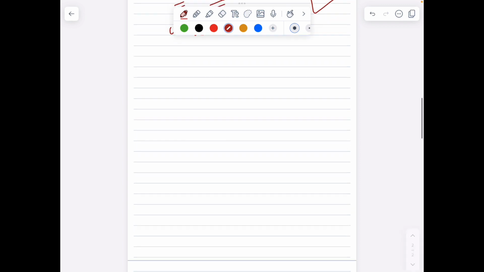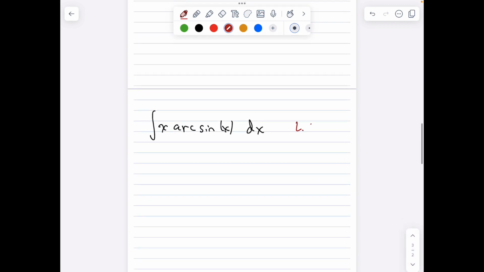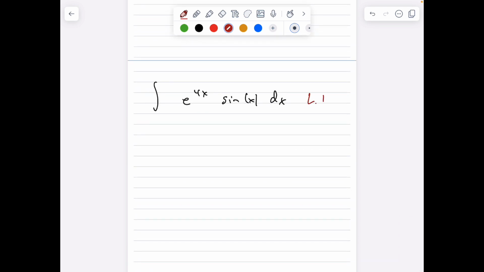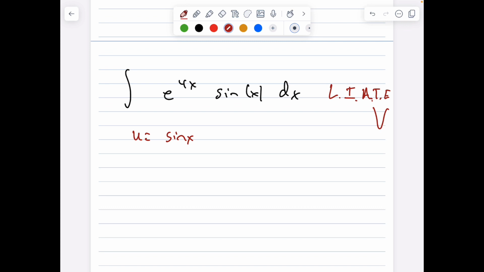Let's do another example. I have an algebraic function and I have an inverse trig function. Because inverse trig comes before the algebraic, I'm going to let u be arcsine of x, or sine inverse, whichever you prefer. And over here, I have an exponential function and a trigonometric. And the trigonometric comes before the exponential here in LIATE. So u is going to be sine.